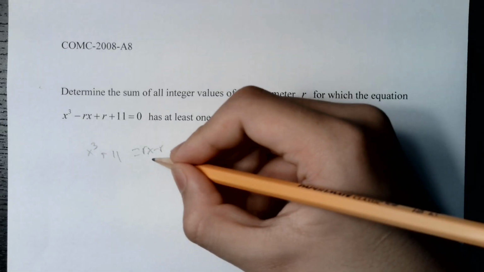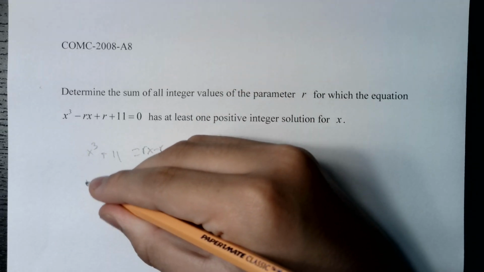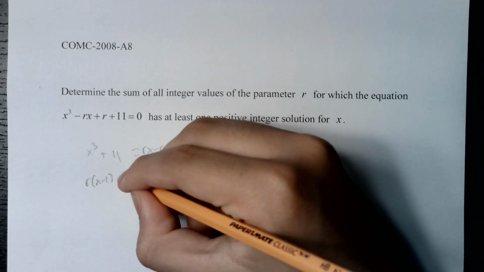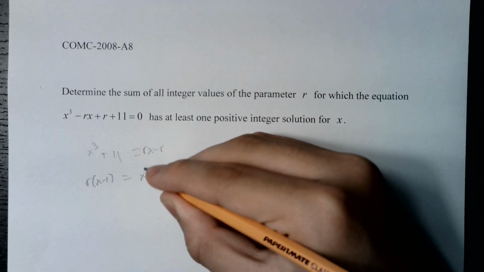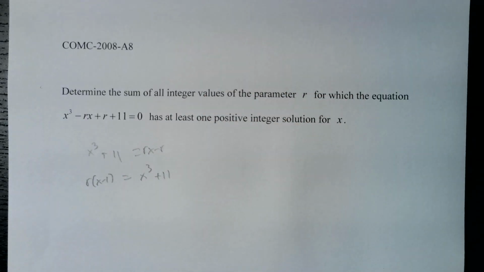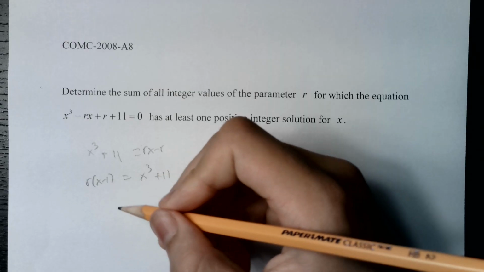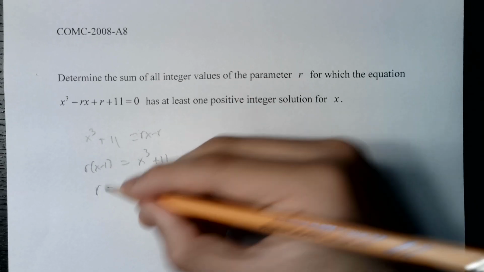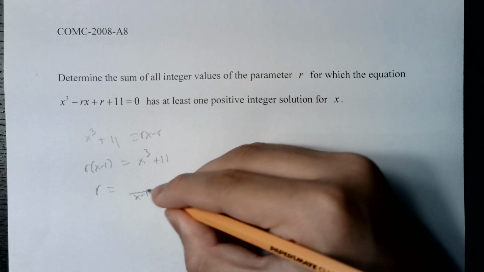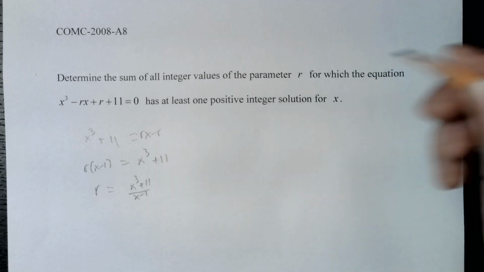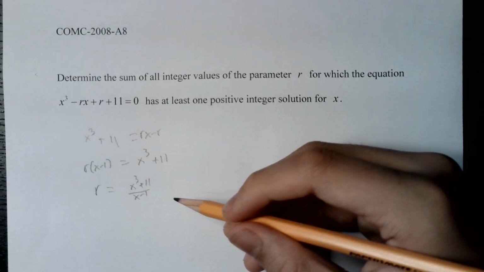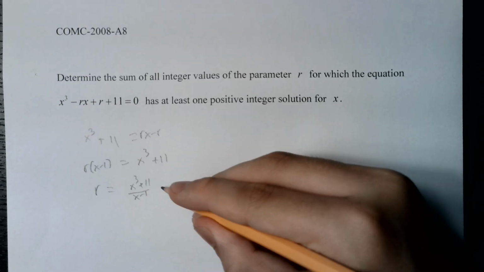Here we can look at rx - r and take out the r. So r times (x - 1) is equal to x^3 + 11. Now let's isolate r by dividing the other side by x - 1. Obviously, this equation is pretty useless as it is, so we're going to turn this into something else.